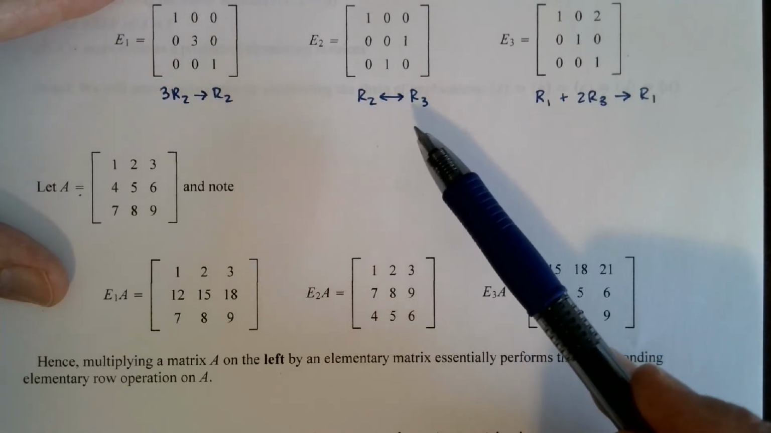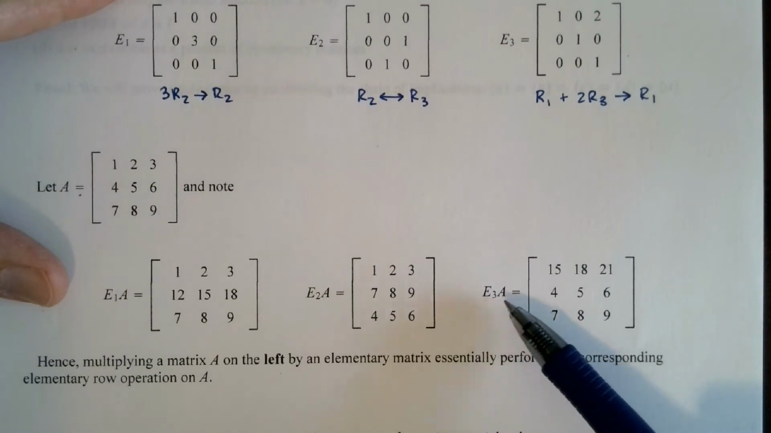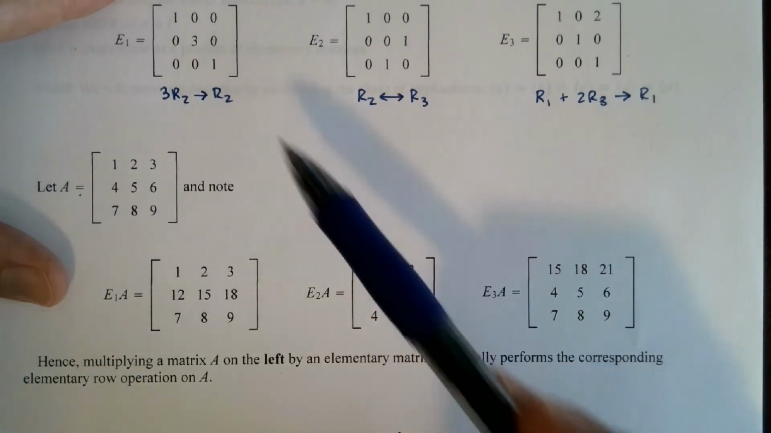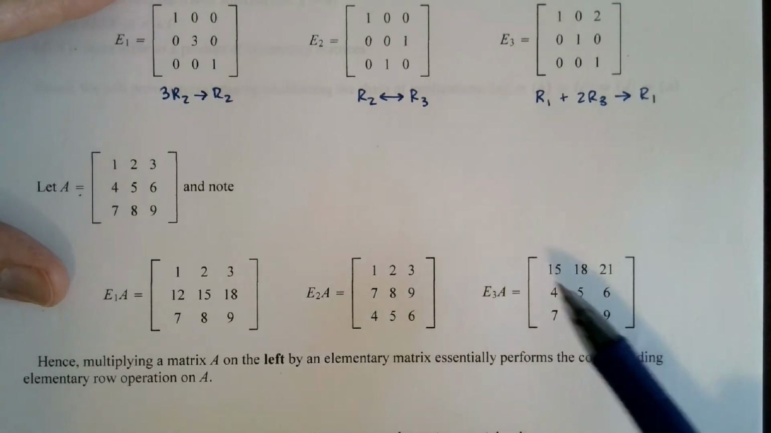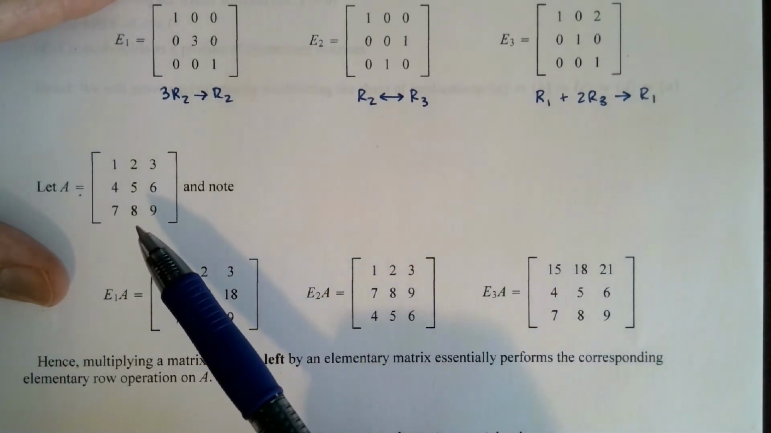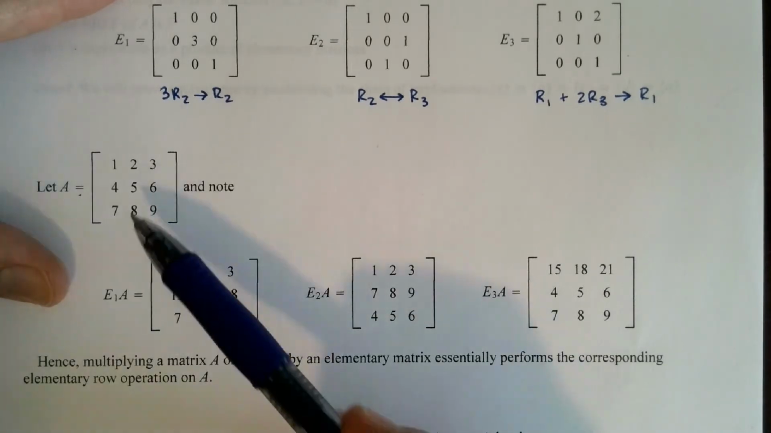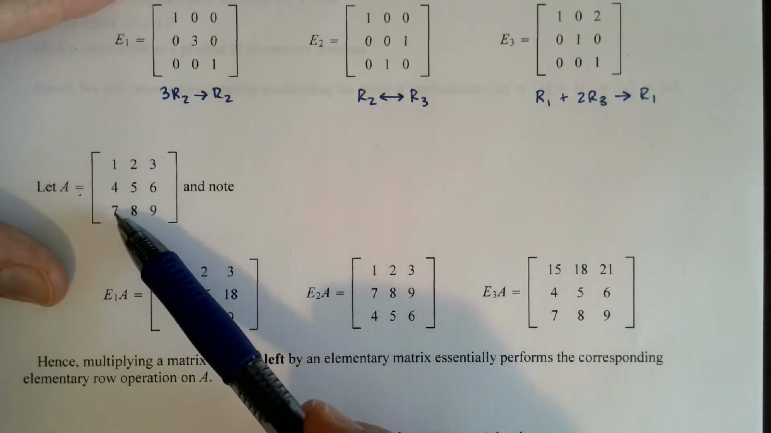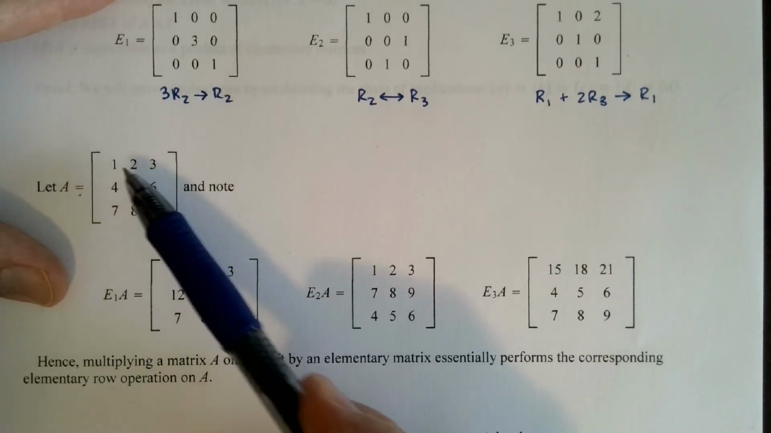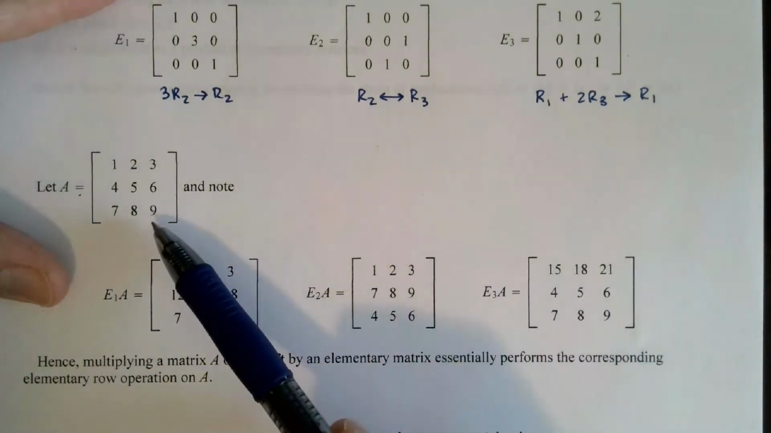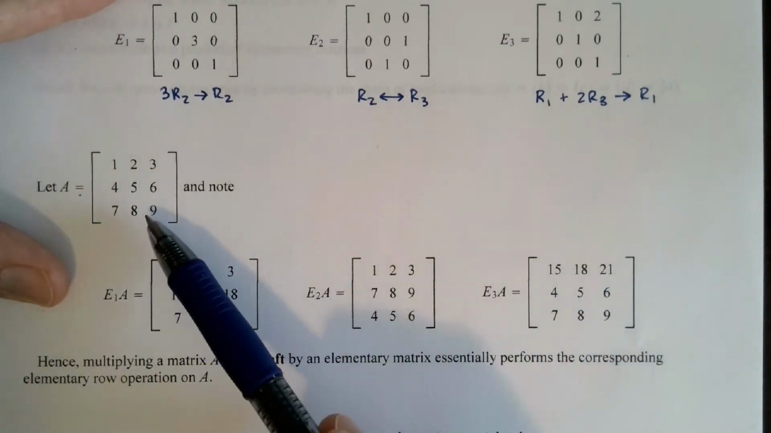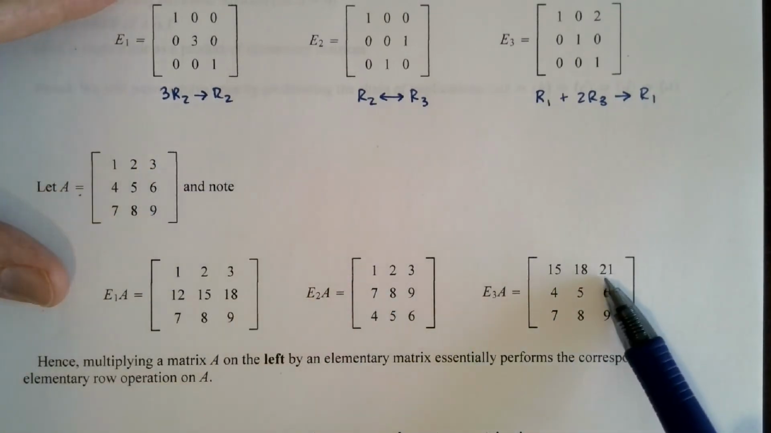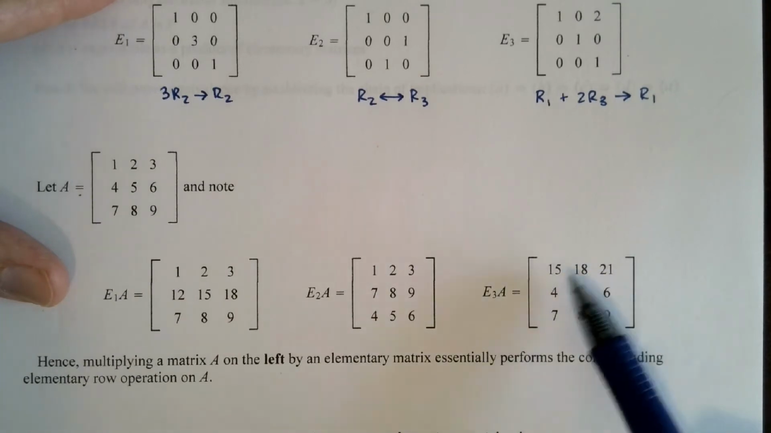And then this one, E3 times A, if we're thinking the pattern is going to continue, we would think then this matrix must be taking matrix A and adding 2 times row 3 to row 1. Let's confirm that that's the case. 2 times 7 is 14, added to 1 is 15. 2 times 8 is 16, added to 2 is 18. And 2 times 9 is 18, added to 3 is indeed 21. So that is indeed the case.